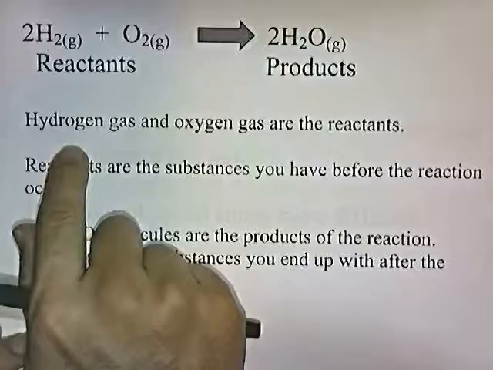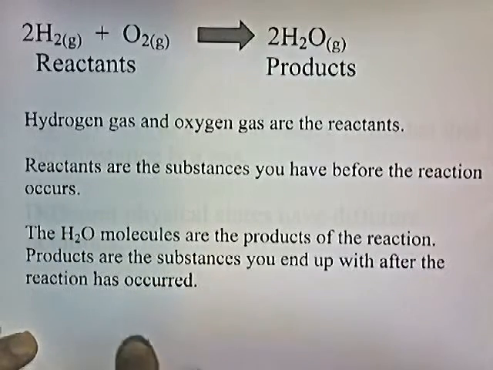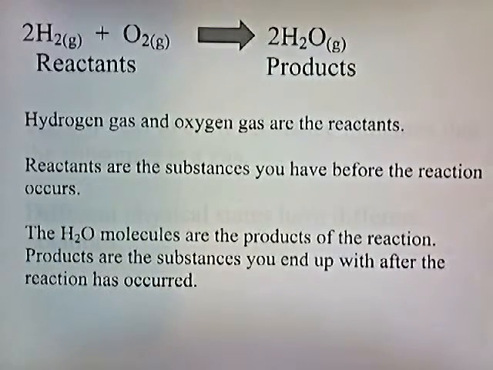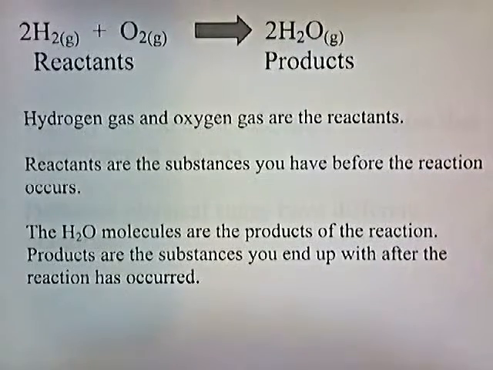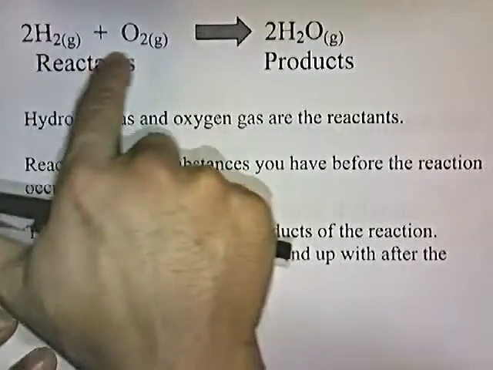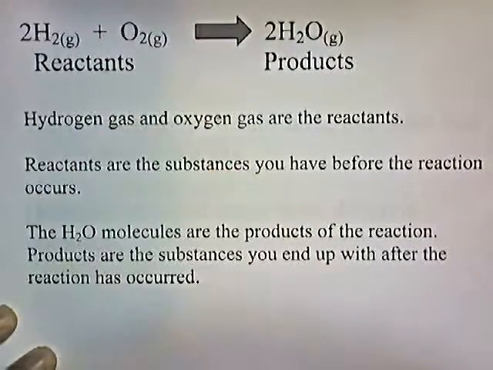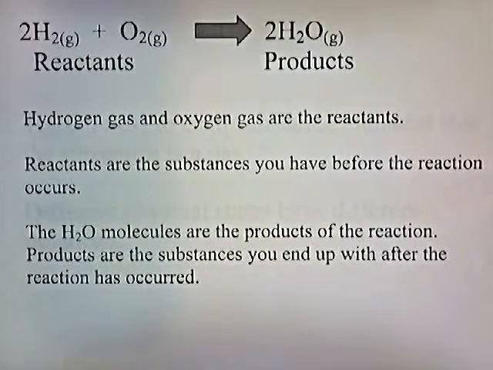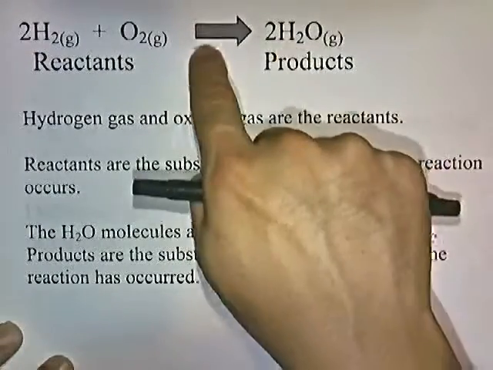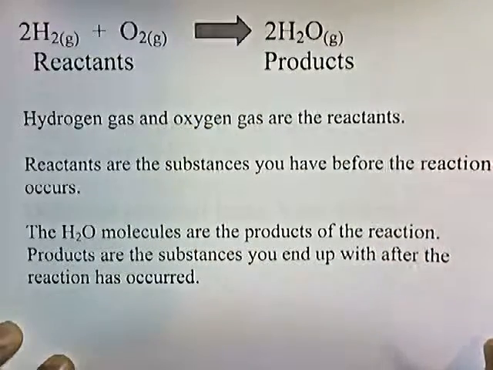Now, hydrogen gas and oxygen gas are the reactants, and reactants are the substances you have before the reaction occurs. And they're also the substances that are to the left of the arrow. The H2O molecules are the products of the reaction. Products are the substances you end up with after the reaction has occurred, and the products are always on the right side of the arrow.